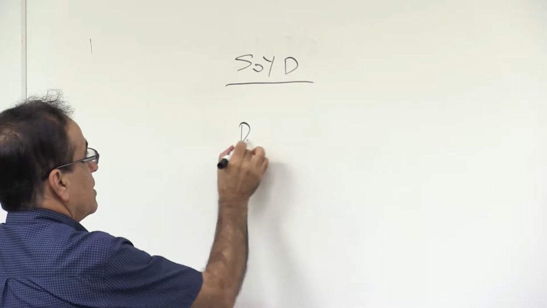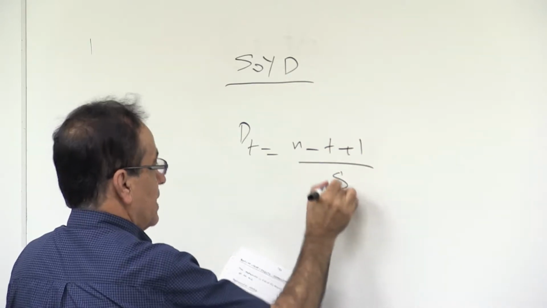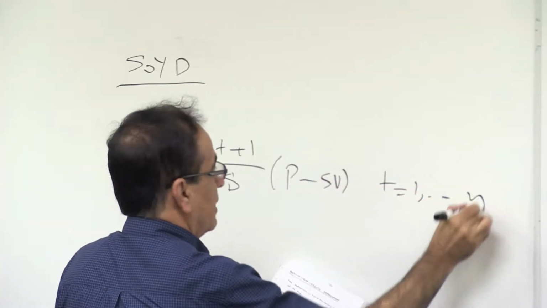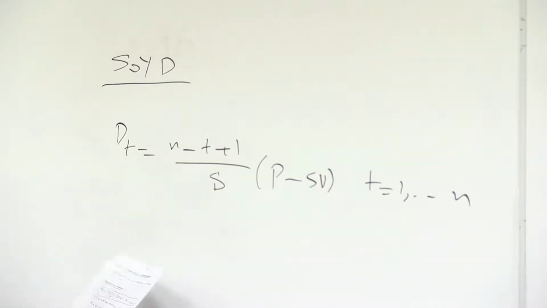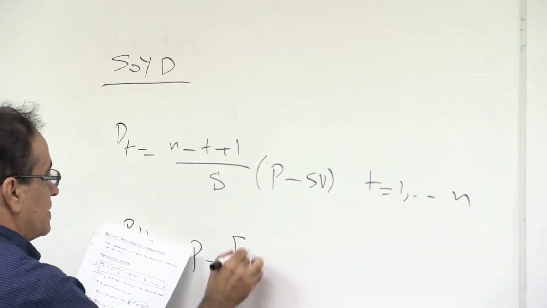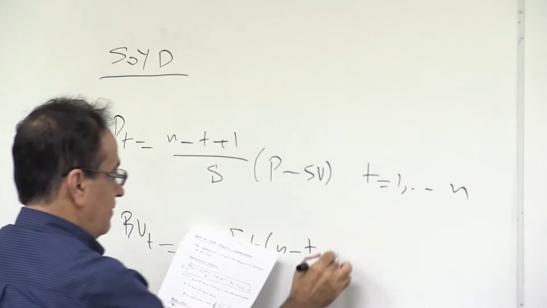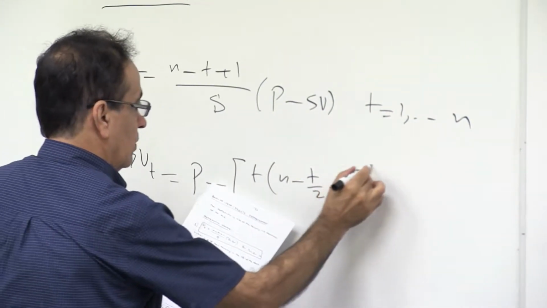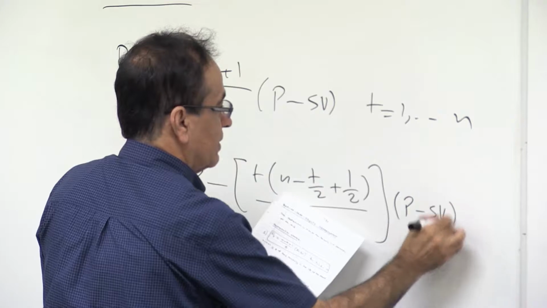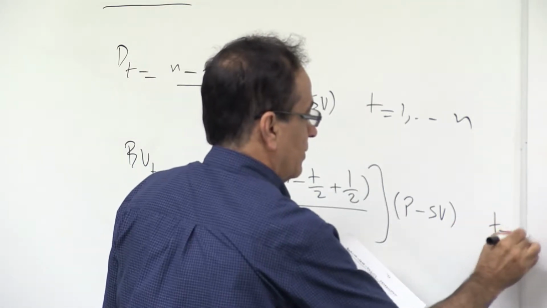For this method, the depreciation charge is (n minus t plus 1) divided by s, times (p minus sv), where t goes from 1 to n. So this is the depreciation charge for every year. And there is an equation for book value for this one, which is p, the first cost, minus t times ((n minus t) half plus 1 half), and the whole thing divided by s, and then multiply by (p minus sv). So that's the book value for any year, from year 1 through n.